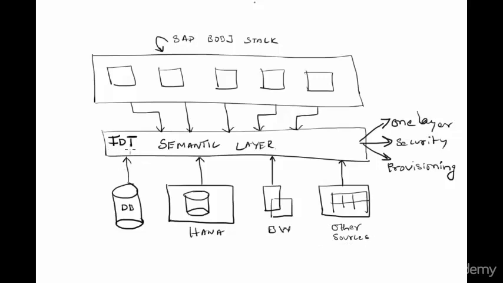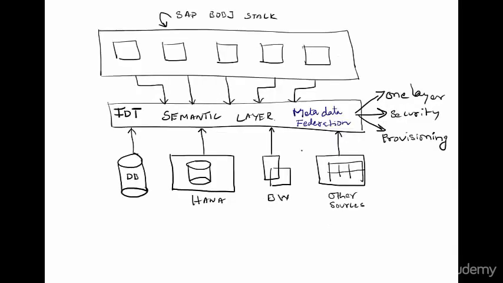So the IDT, Information Design Tool, offers the functionalities to combine the different data sources and to build one single semantic layer which you can build security on top of and which you can provision to different SAP Business Objects tools. So the semantic layer is what we call the universe layer, and IDT is the tool which allows you to create the semantic layer. In other words, it allows you to create the universe and work on the objects.